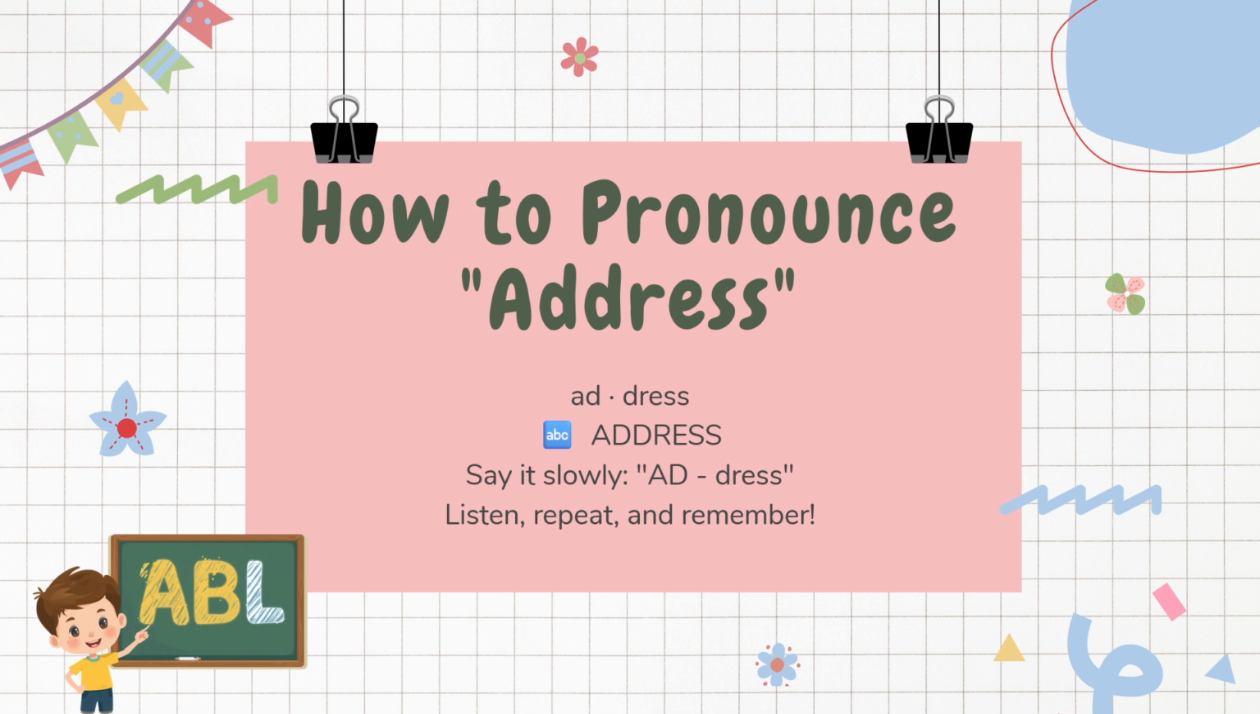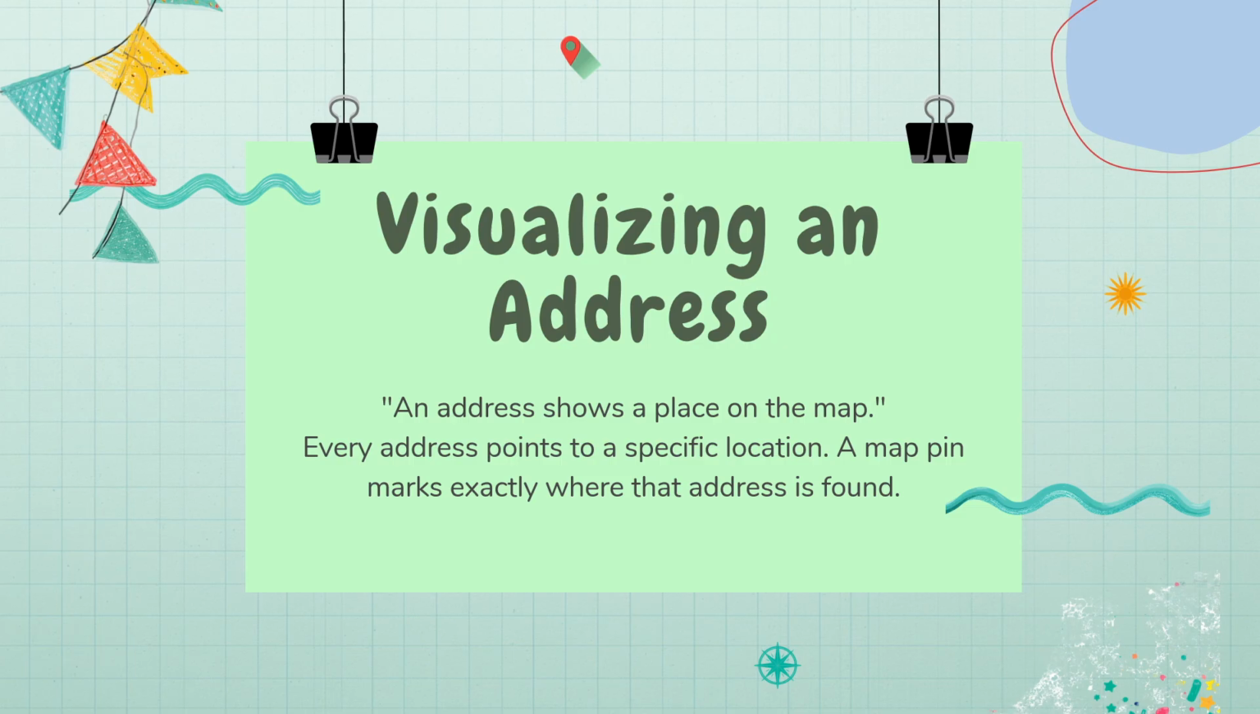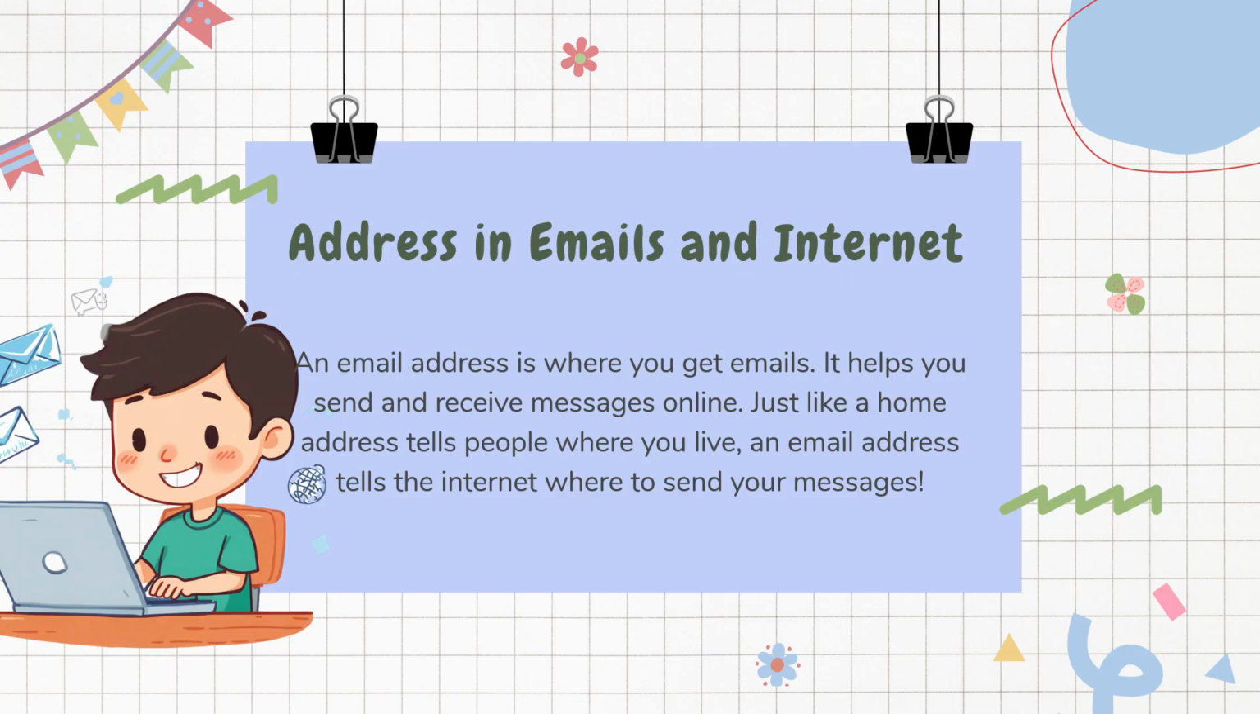You can also use examples from your own life. Think about your home address or a time when you addressed someone. Practice using the word with friends or family. When you see an address on a map, it shows you exactly where a place is located. The address helps you find the right spot, whether you are walking, driving, or using public transportation. Email addresses are very important in our modern world. They help us send messages online quickly and easily. Just like a home address, an email address tells the internet where to deliver your message.